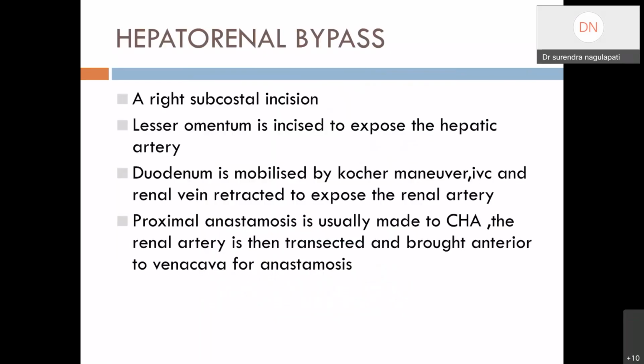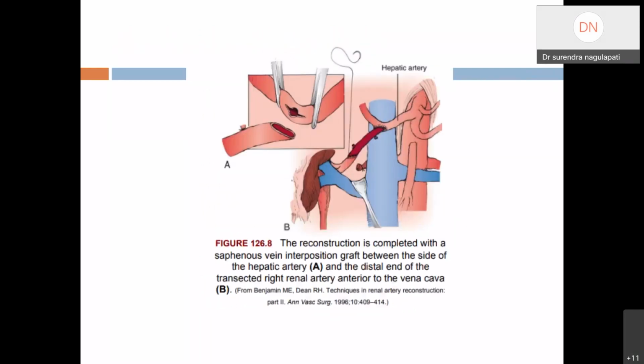Coming to the indirect surgical techniques, hepatorenal bypass: a right subcostal incision is used and the lesser omentum is incised to expose the hepatic artery, and the duodenum is mobilized by Kocher maneuver, and the IVC and renal vein are retracted to expose the renal artery. Proximal anastomosis is usually made to the common hepatic artery, and the renal artery is then transected and brought anterior to the vena cava for anastomosis. Sometimes we can use a graft also for the anastomosis.